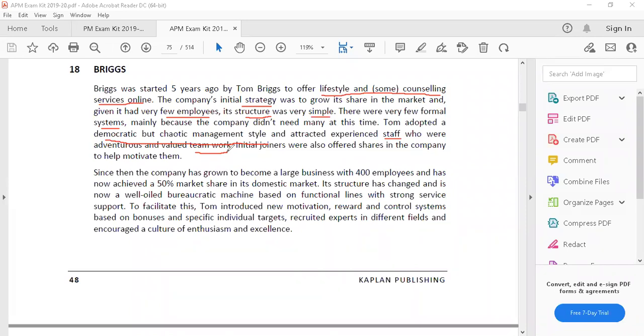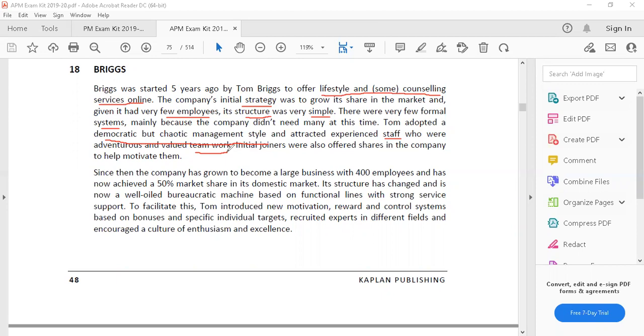Since then, the company has grown to become a large business with 400 employees and has now achieved a 50% market share in its domestic market. Initially, there were very few employees, but now the number has grown to 400. So it grew in size, and now it has 50% market share in its domestic market.